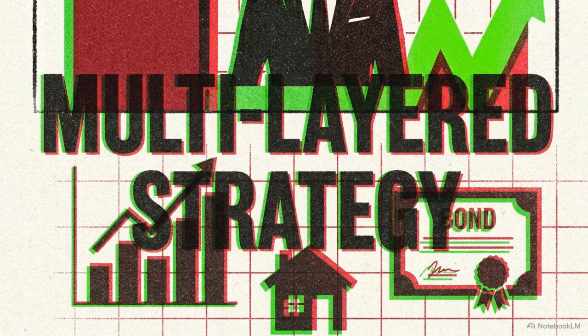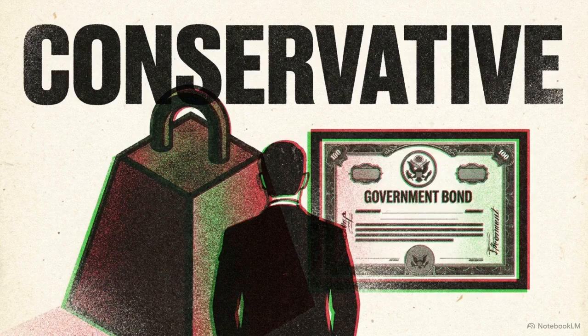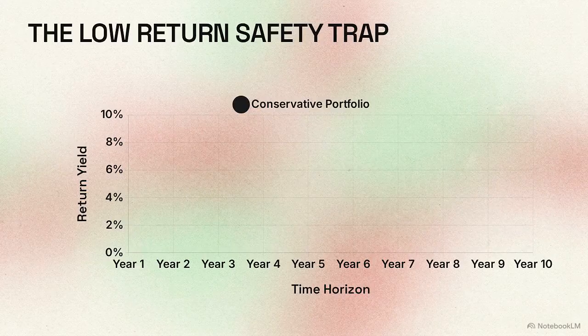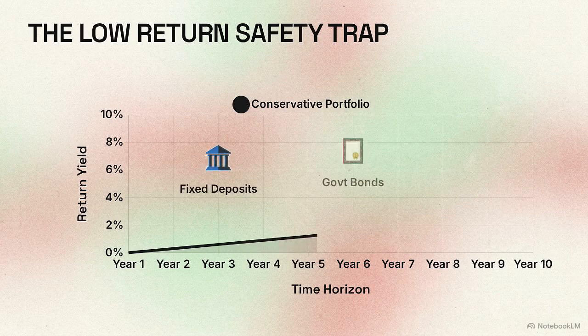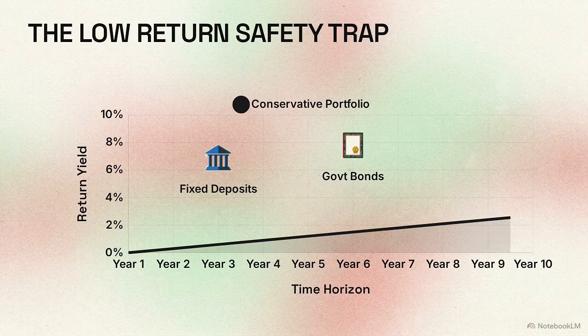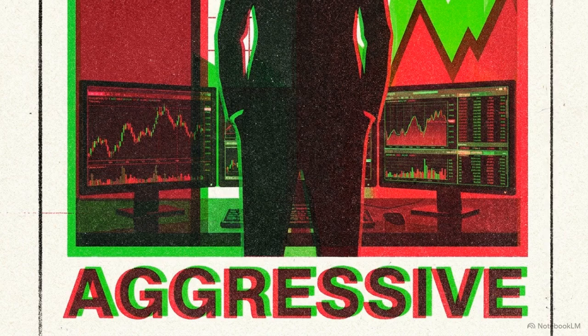Recognizing this single identity loop is the absolute prerequisite for adopting the multi-layered strategy used by the top 1%. Let's look at the options. First, you have the conservative investor. They park their cash in fixed deposits and government bonds, vehicles designed for maximum safety and stability, which guarantees an extremely low return. On the exact opposite end is the aggressive investor.